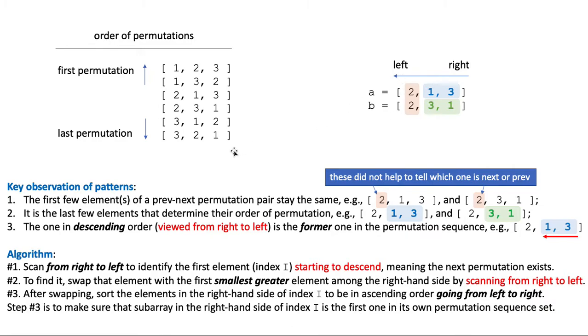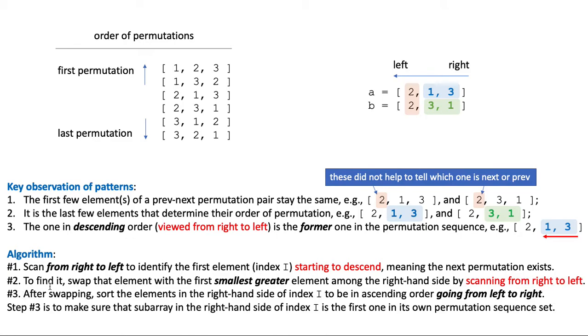With this key insight, we can develop the algorithm as follows. There are 3 steps here. Step 1, scan from right to left to identify the first element starting to descend, meaning the next permutation exists. Step 2, to find the next permutation, swap that element with the first smallest greater element among the right-hand side by scanning from right to left. And I will explain why we need to scan from right to left here.